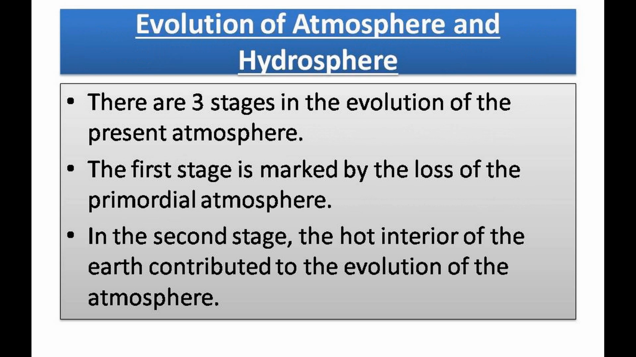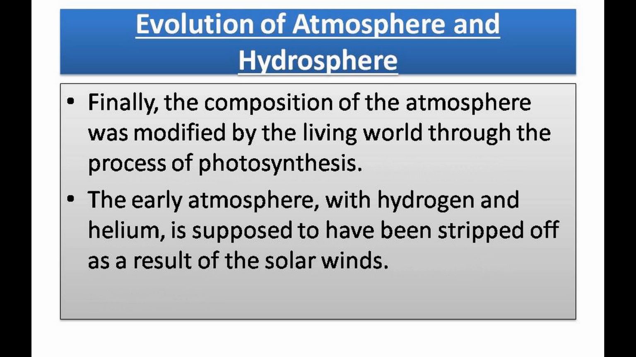Evolution of atmosphere and hydrosphere. There are three stages in the evolution of the present atmosphere. The first stage is marked by the loss of the primordial atmosphere. In the second stage, the hot interior of the Earth contributed to the evolution of the atmosphere. Finally, the composition of atmosphere was modified by the living world through the process of photosynthesis.